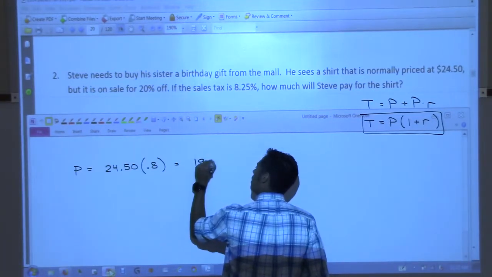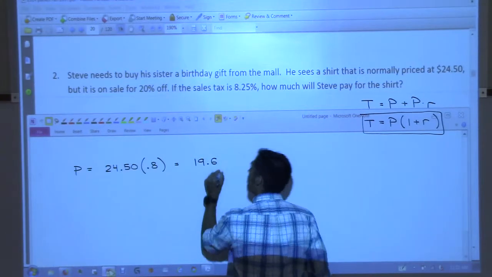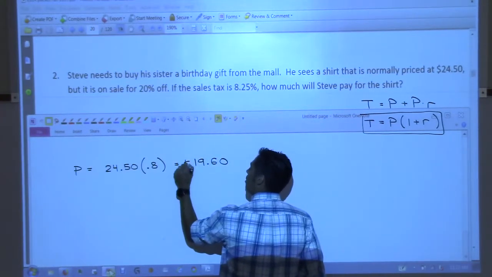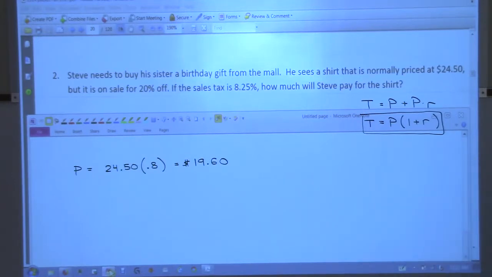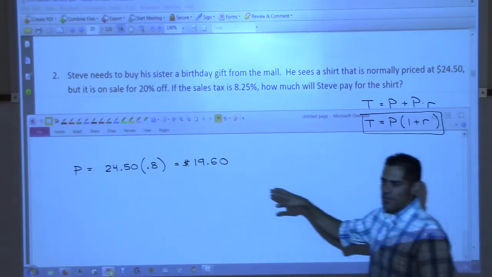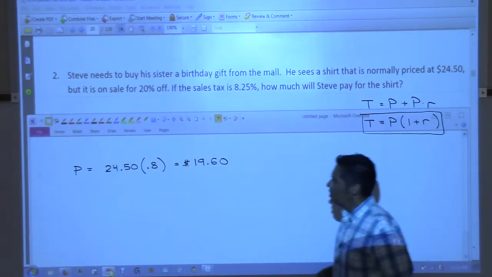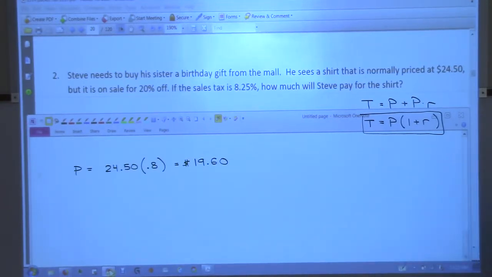19.68? 60. Okay. So that shirt on sale, its sale price is $19.60. And you can check this yourself. If you did 0.2 times that and subtracted it, you get the same number. All right? So that's how much the shirt is going to cost, but then I have to pay tax, right?